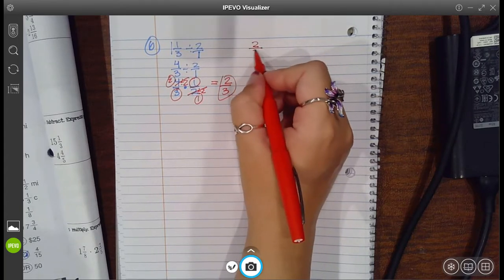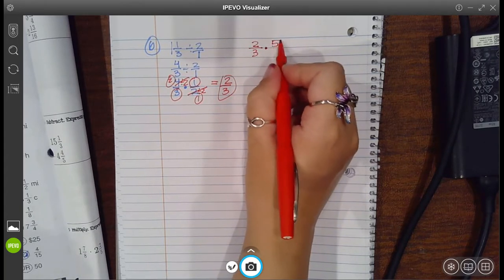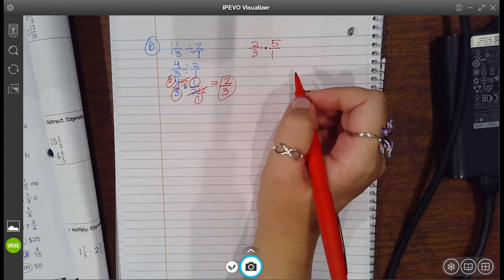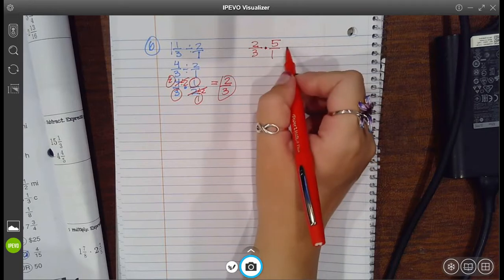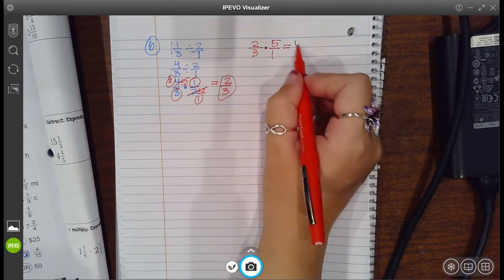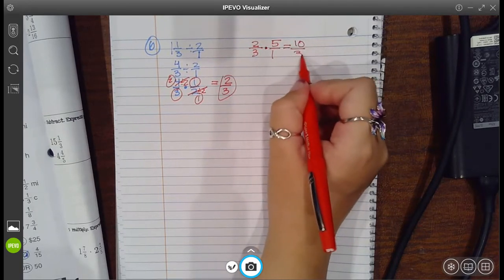But we don't want 1 dozen. We want 5 dozen. So I'm going to multiply it by 5. This can't cross cancel. That can't cross cancel. So we'll just multiply across. 2 times 5 is 10. 3 times 1 is 3.